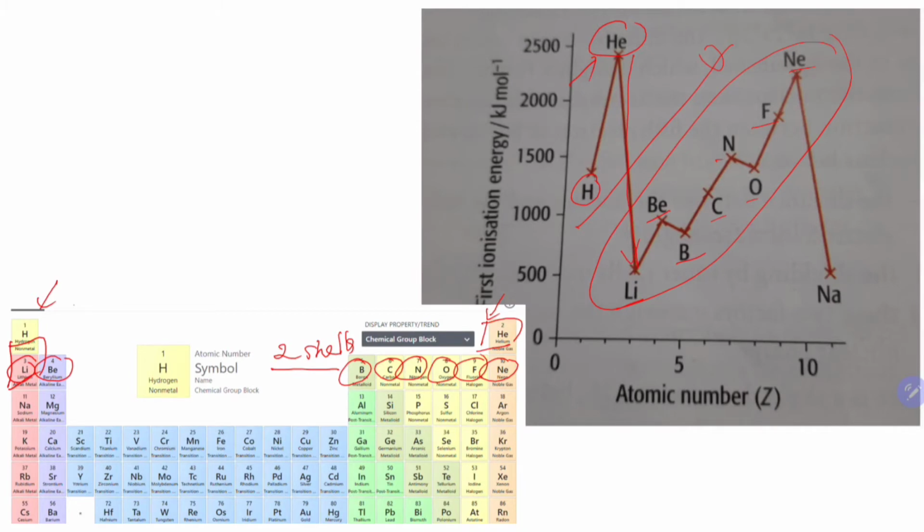And then beryllium has proton number 4, actually 4 protons, and boron has number 5 protons. So boron has bigger nuclear charge, but you can see here the value of boron, the energy, is lower than beryllium. We have the explanation.